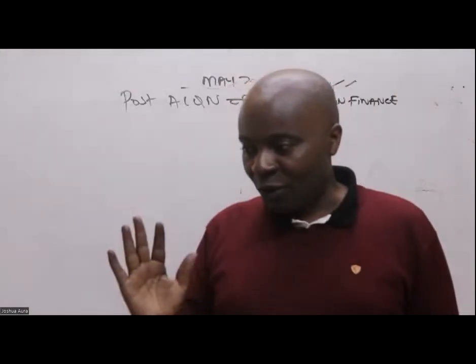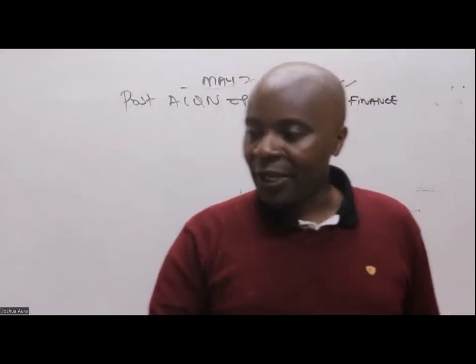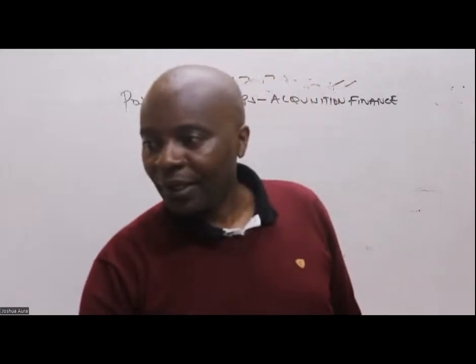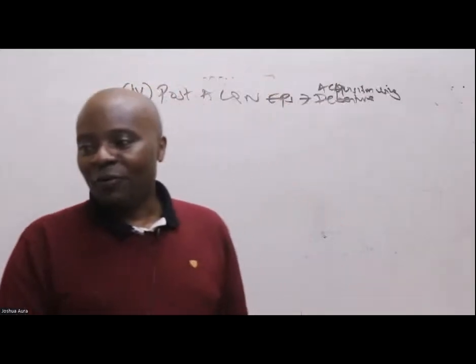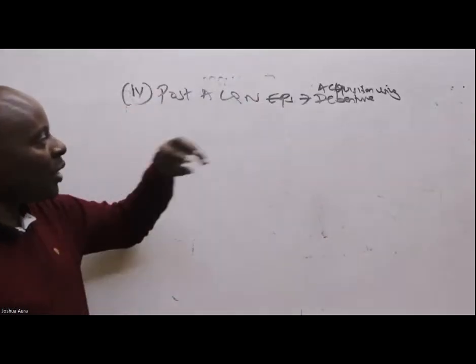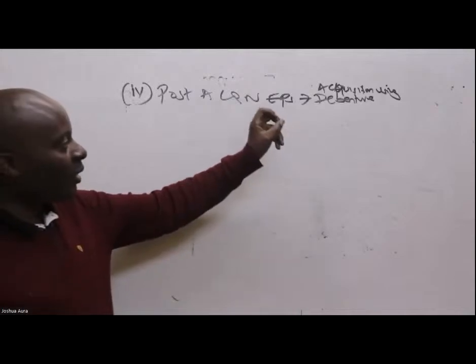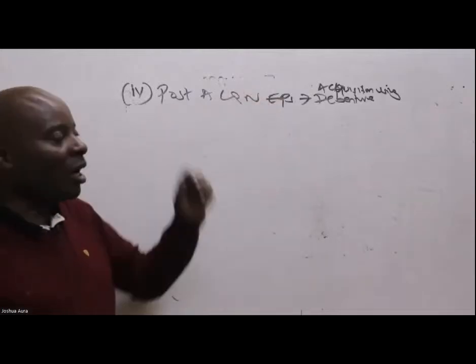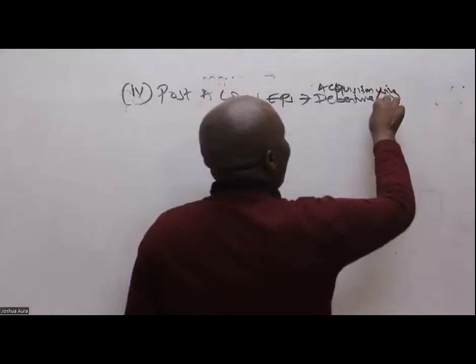Now we're looking at Roman 4. They want us to give them post-acquisition earnings per share when we have acquired this target company using a loan.